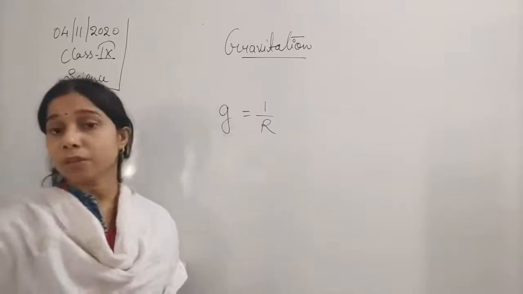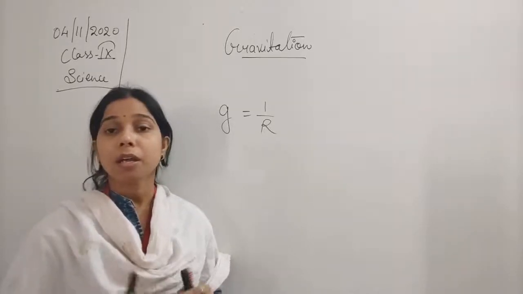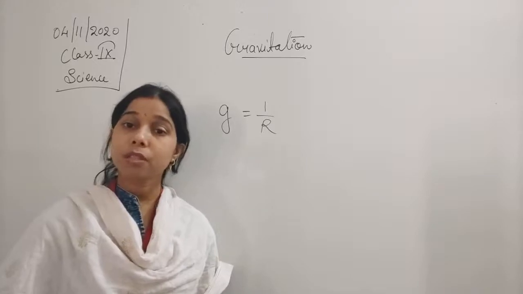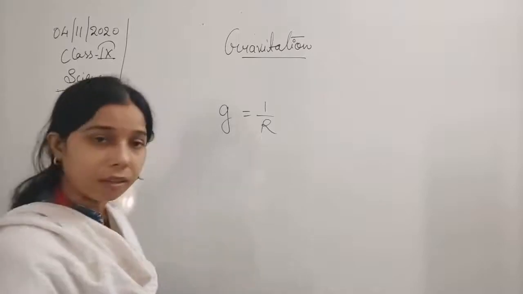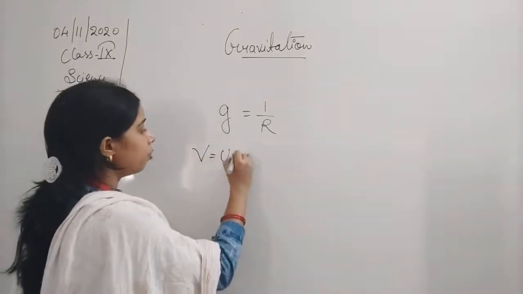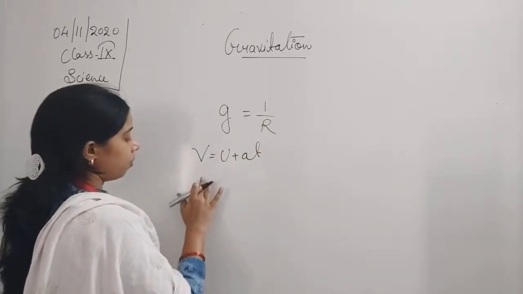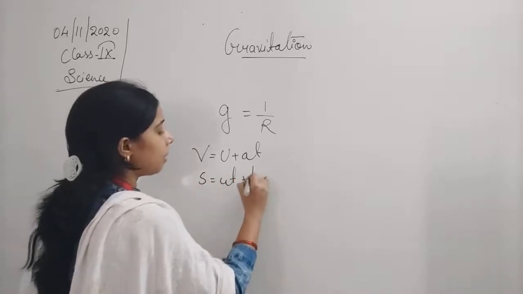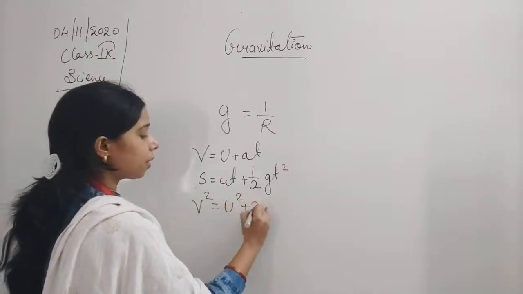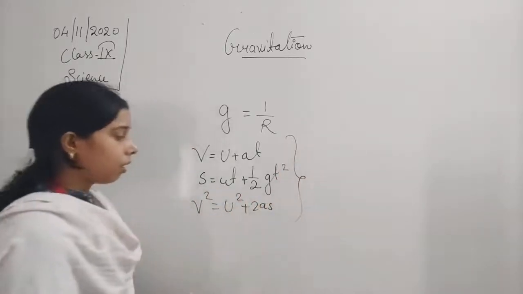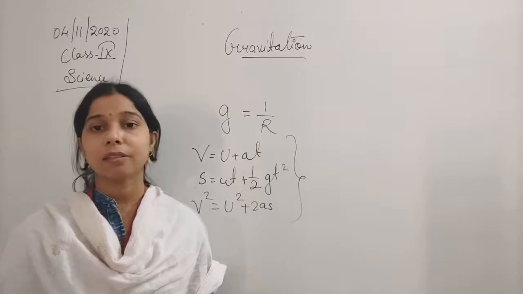Now, in the last video we discussed the equations of motion. We know the three equations of motion: the first one is v is equal to u plus at, then s is equal to ut plus half gt square, and v square is equal to u square plus 2as. These are the three equations of motion that we already studied in the first chapter of physics, that is motion.